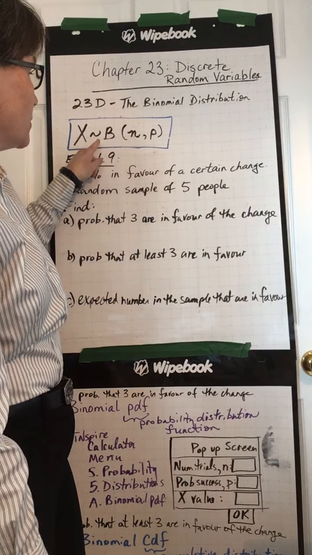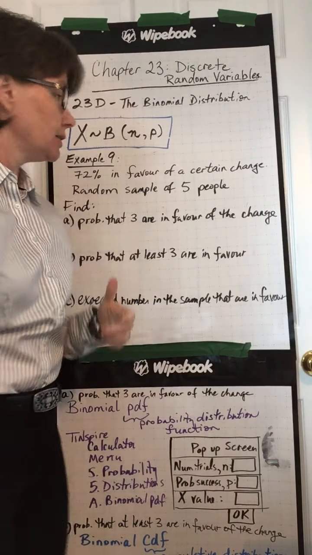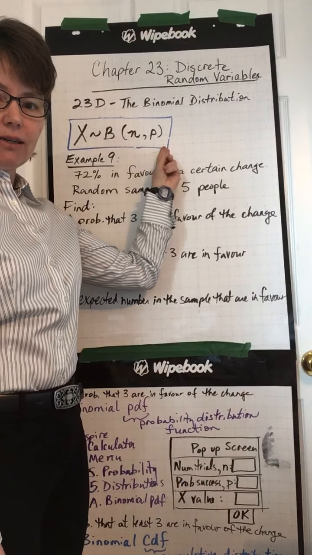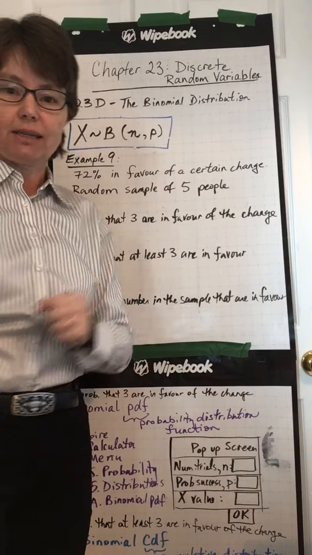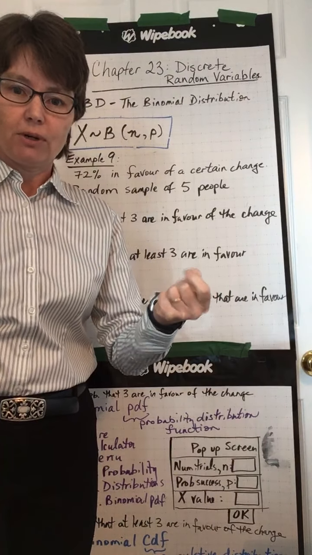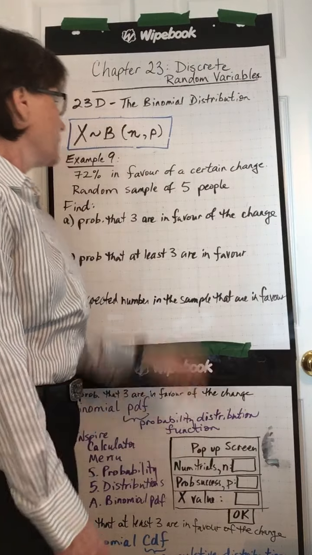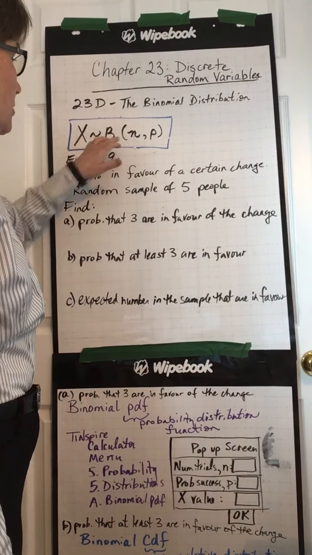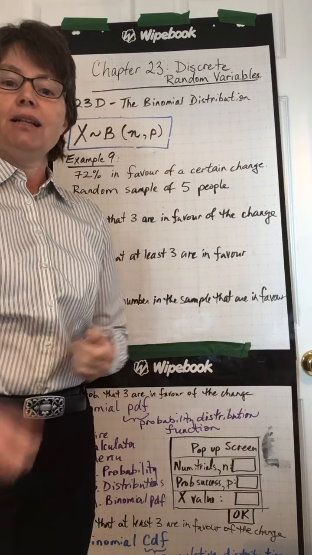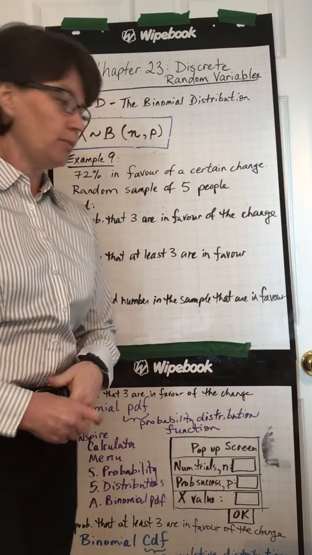If we were writing about this, we could say at the beginning of a question, X is distributed binomially. We could write down the number of trials here, and the probability of success here. This will become important after we finish chapter 24, where we will be dealing with another kind of distribution. So X is distributed binomially. That means the random variable X, the number of things we are counting, is distributed binomially.